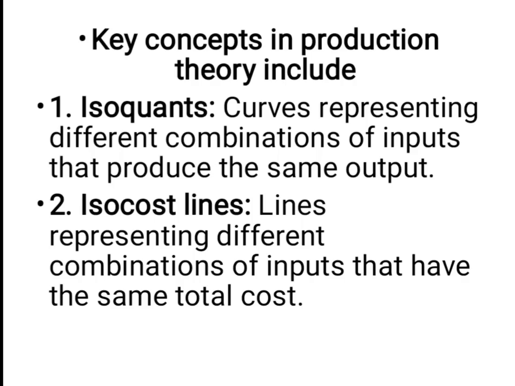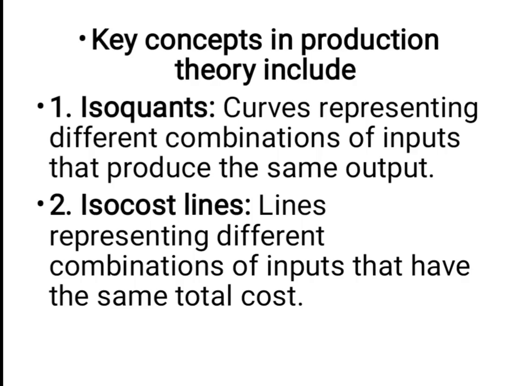The key concepts of production theory: there is what is called isoquants. These are curves representing different combinations of input that produce the same output. So there are inputs that can produce the same output, like what I was saying, whereby you can put all the information on one paper, and this time there is even soft production, whereby instead of using physical forms, you are not using physical paper.